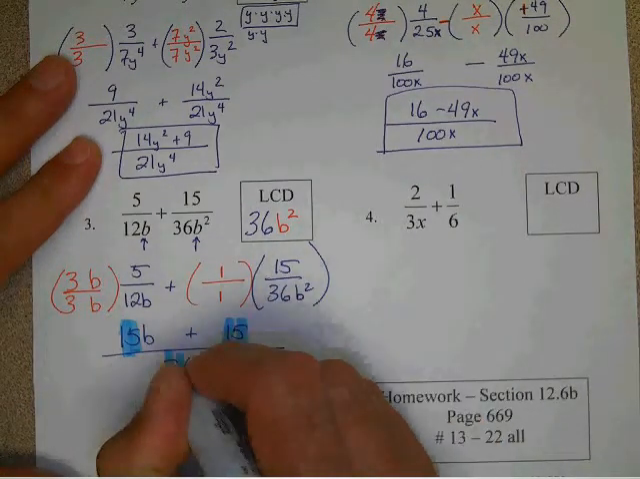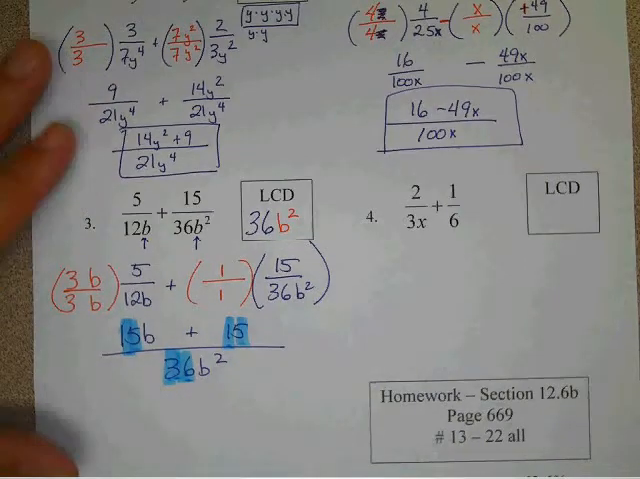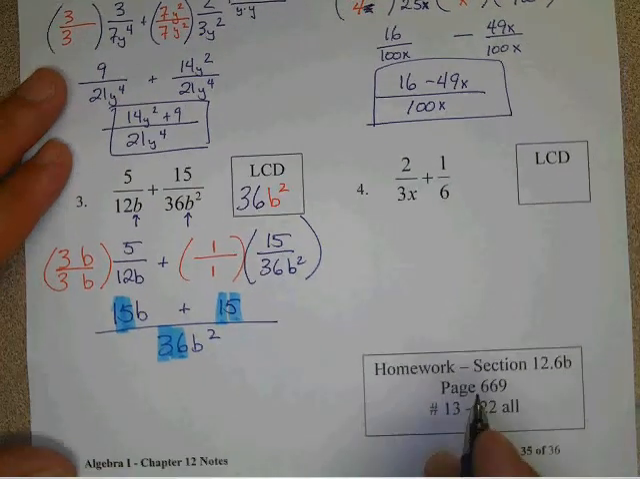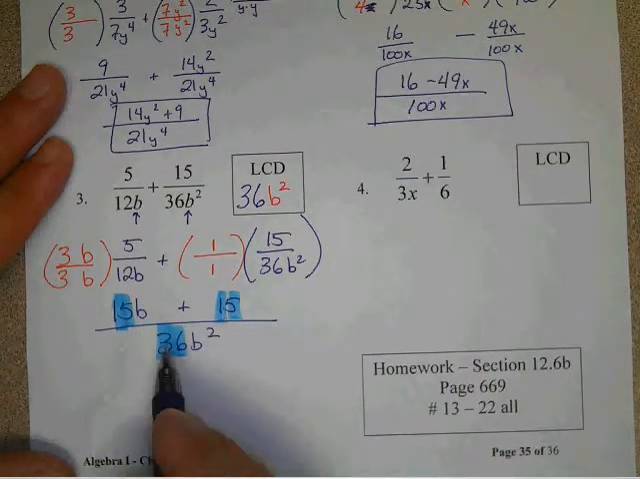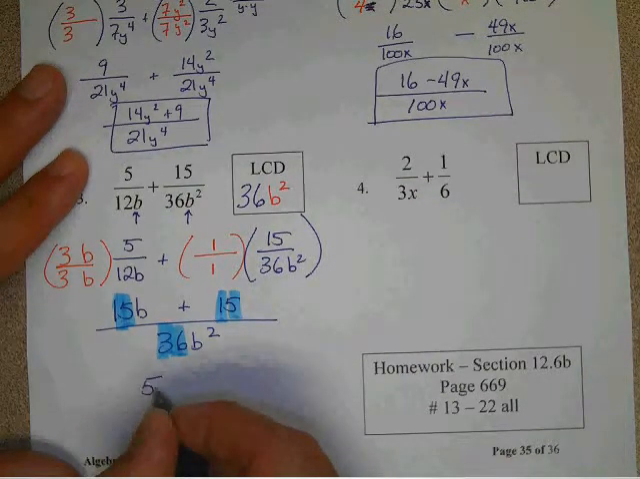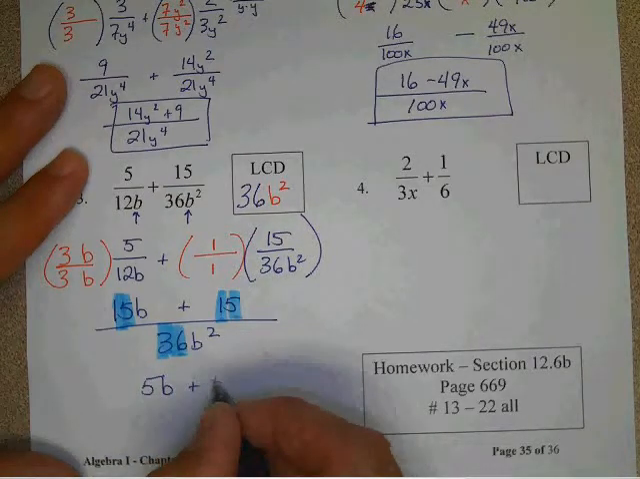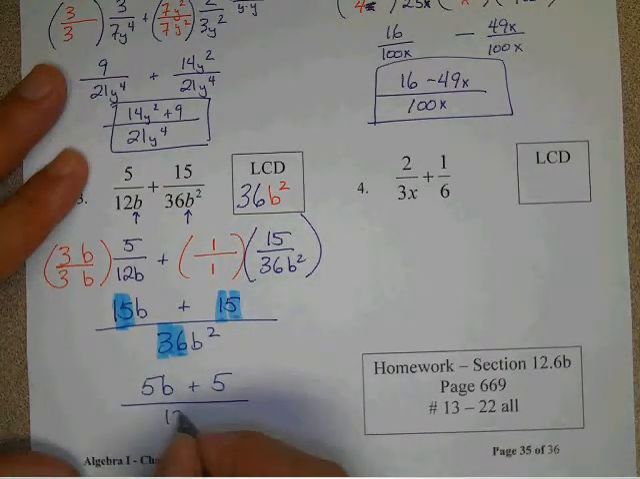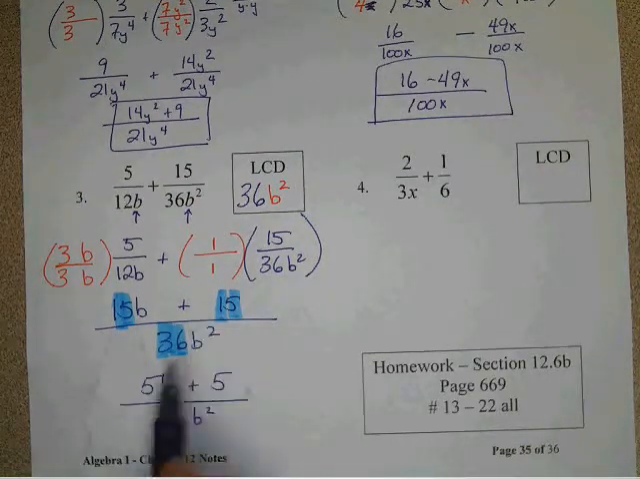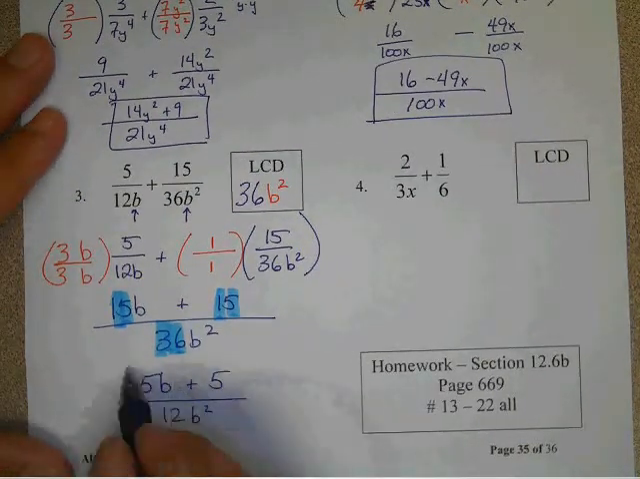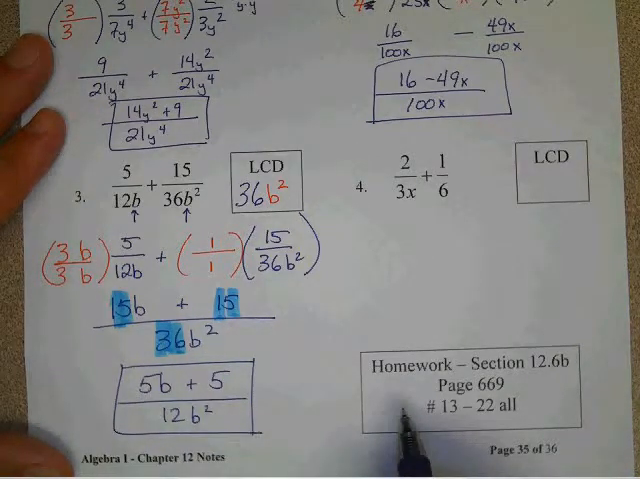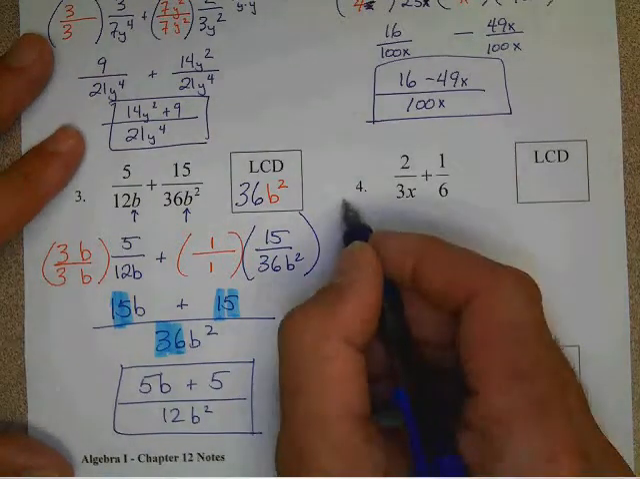Can you think of any numbers that go into 15, 15, and 36? Hopefully you're realizing, oh, they're all divisible by 3. And so let's do that. Let's divide them all by 3. 5b plus 5 over 12b squared. If all the numbers are divisible by the same number, a common divisor, then we can simplify. So we're going to need to look for that very carefully.